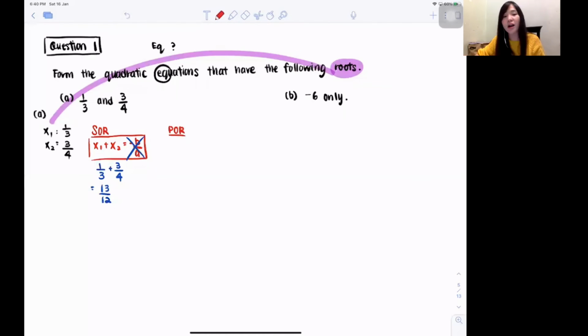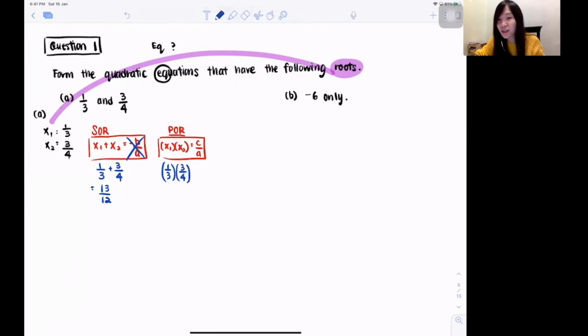So after SOR, let's do POR. POR stands for product of roots. I already said just now, right? Product of roots means times. The roots, you times them together, equivalent to what again? C over A. So let's again sub accordingly. My x1, x2 is all here. 1 over 3 times 3 over 4. Equivalent to C over A.